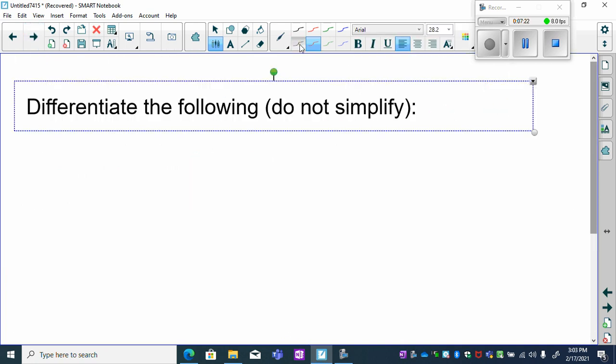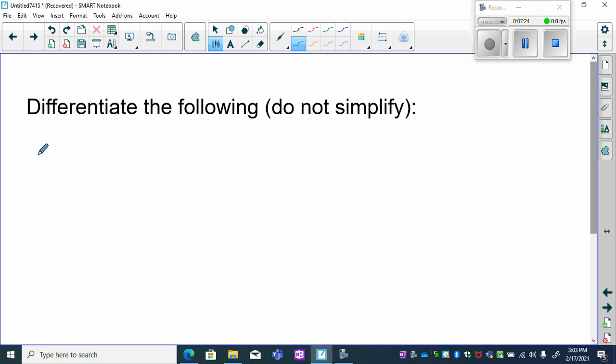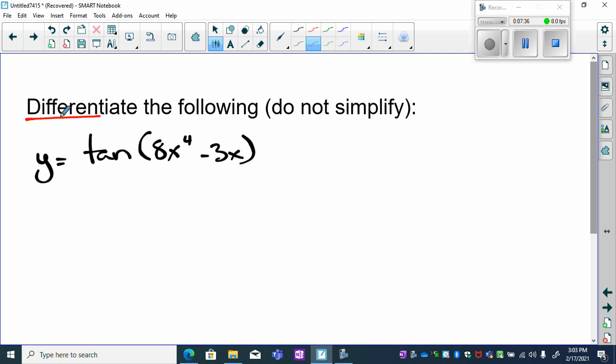All right, so let's say y equals the tangent of 8x to the fourth minus 3x. Instructions tell me to differentiate, and they say do not simplify. Differentiate means find the derivative. Okay, so for this one, I think it's safe to say our u value, okay, and you don't have to do this, I just like to do this.